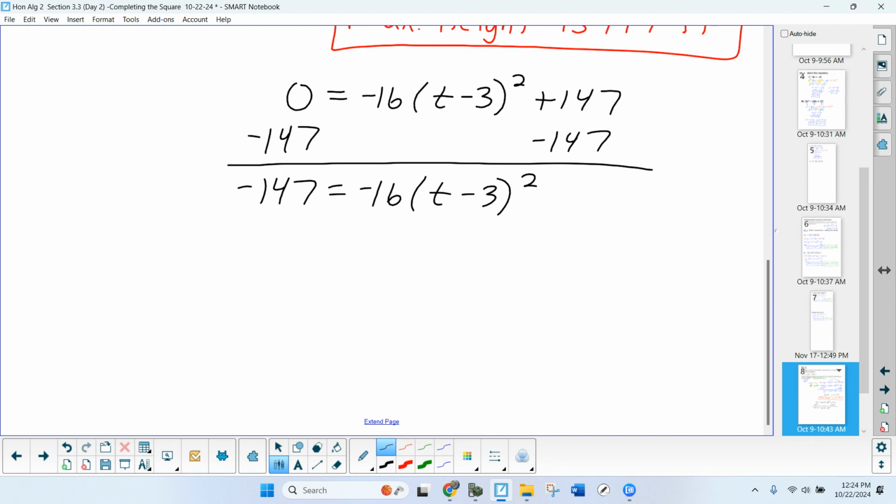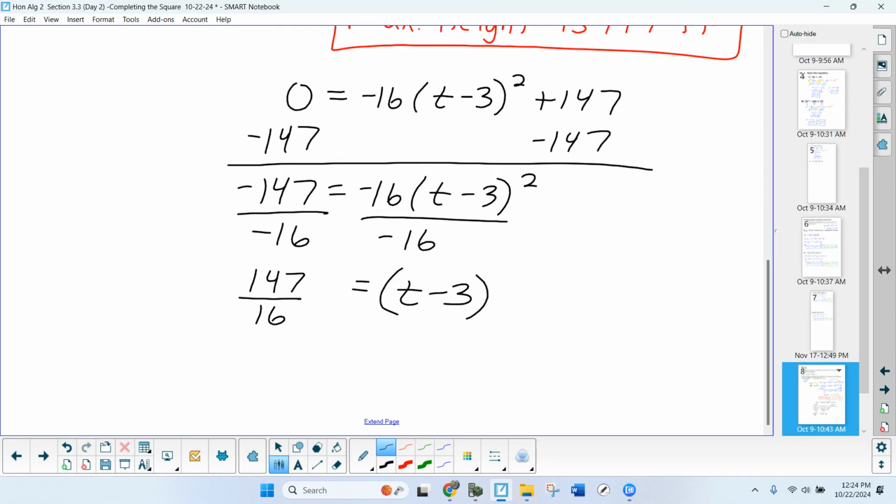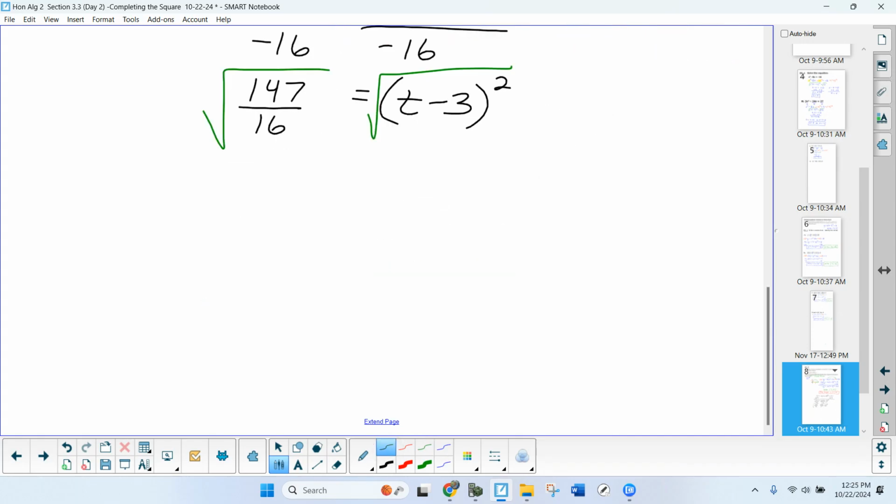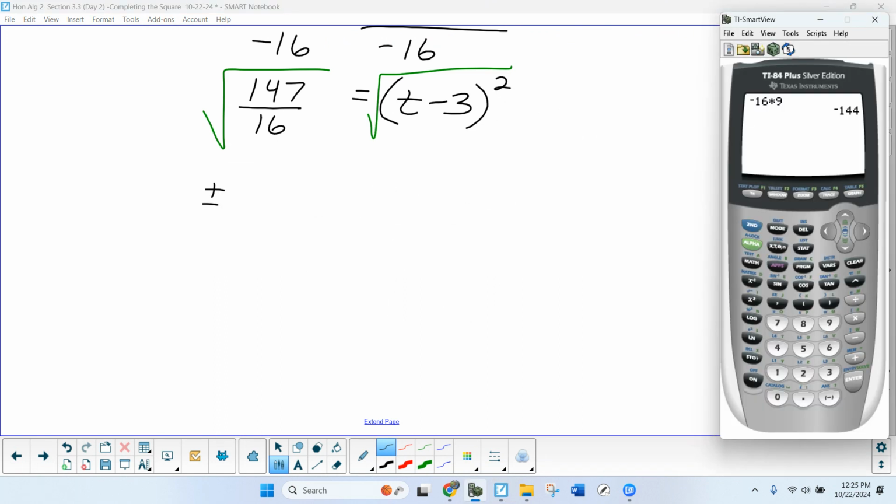So I get negative 147 equals negative 16 times t minus 3 squared. What are you going to do now? Divide by what? Now, that's going to give you an ugly decimal. So I'm just going to leave 147 over 16. Why did I make it positive? Negative divided by negative is a positive. How do I undo t minus 3 quantity squared? Square root. And now what do I put out front? Plus or minus.